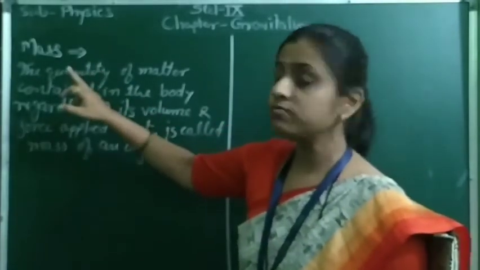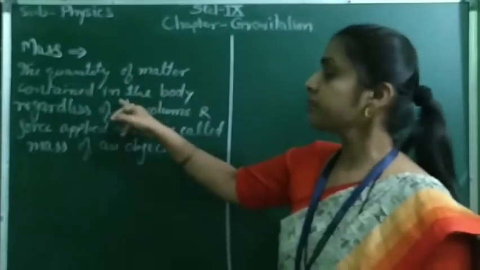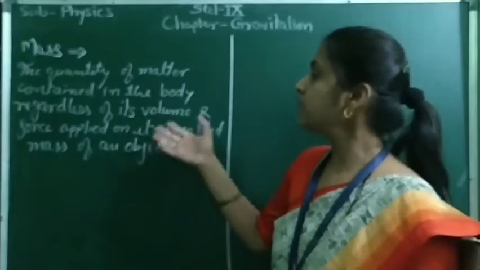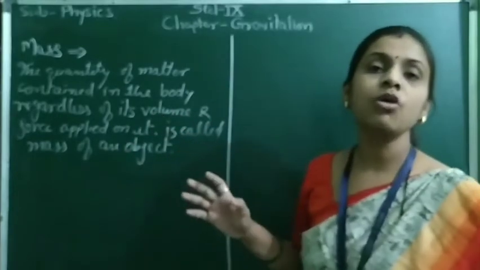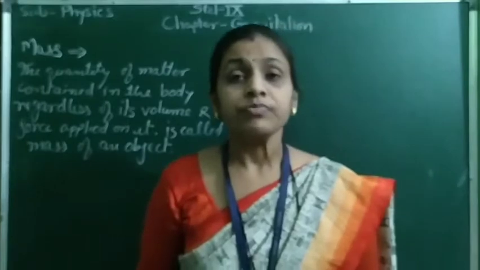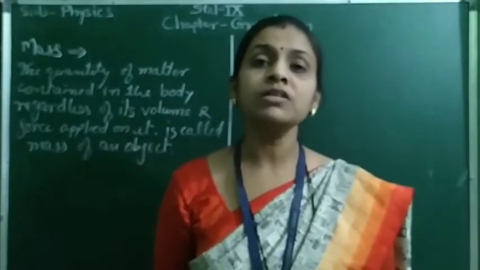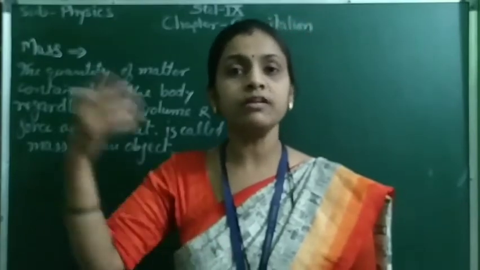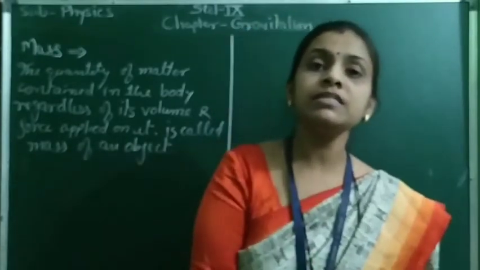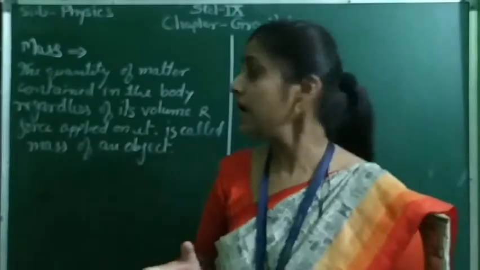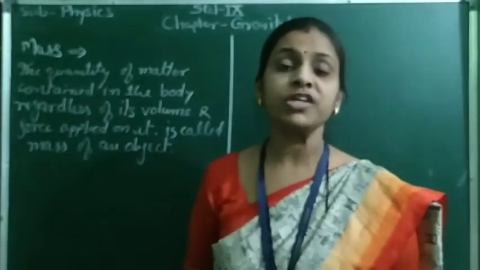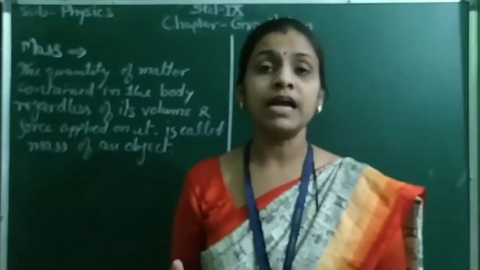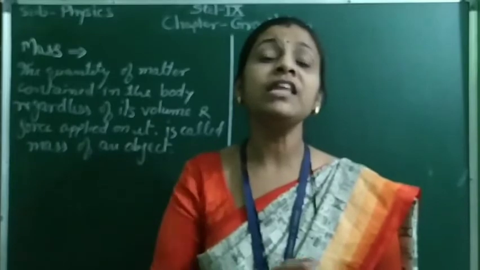So the mass of an object means the quantity of matter contained in the body, which is regardless of its volume and the force applied on it. That is called the mass of an object. Now, as we have already learned, the mass of an object is a measure of its inertia, meaning the greater the mass, the greater the inertia, and the less the mass, the less the inertia. And therefore, the mass of an object cannot be zero. So here we say that the mass of an object can never be zero.